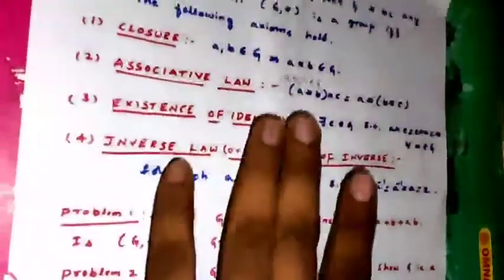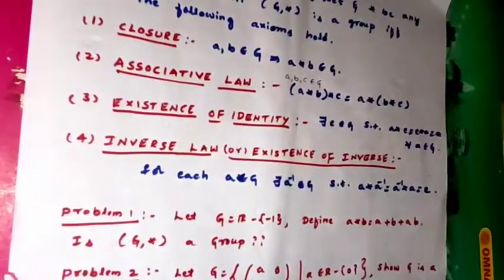If any axiom among these four axioms fails, then that set does not form a group.